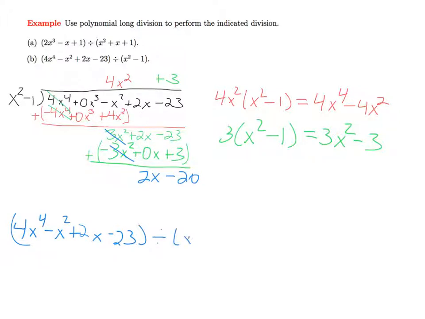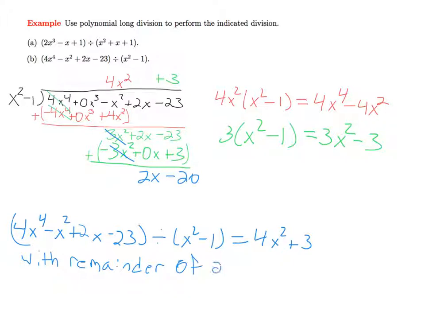and divide this by x squared minus 1, we wound up with 4x squared plus 3, and we had a remainder of 2x minus 20.